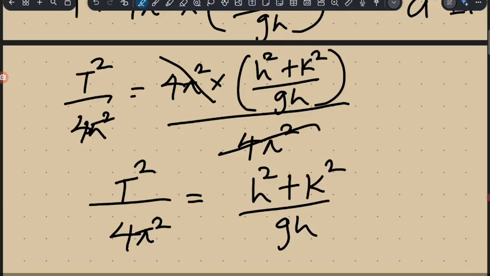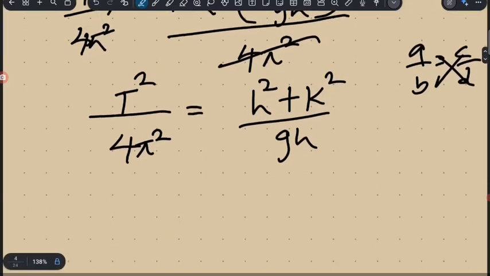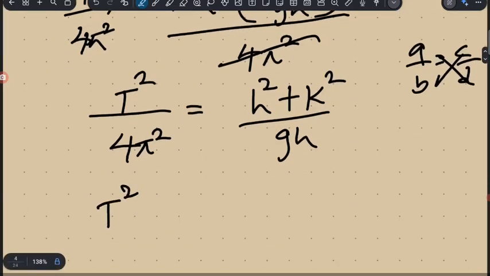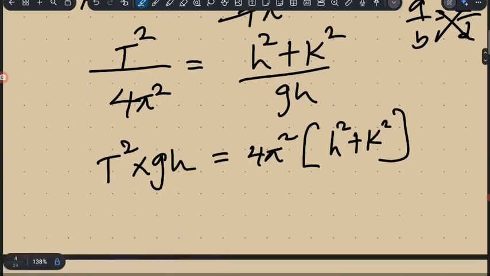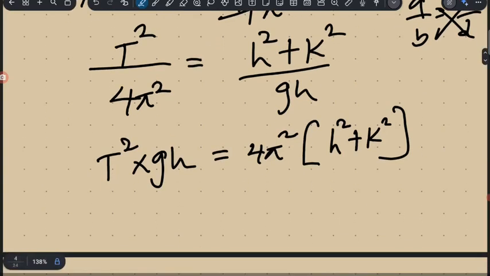So we already have a proper equal fraction. So a over b is equal to c over d. So you can cross multiply from that angle to have T squared multiplied by gh, which is equal to 4 pi squared multiplied by h squared plus k squared. In case you don't know how to do the expansion of brackets, I have a video you can check from this link. You get how to expand brackets.